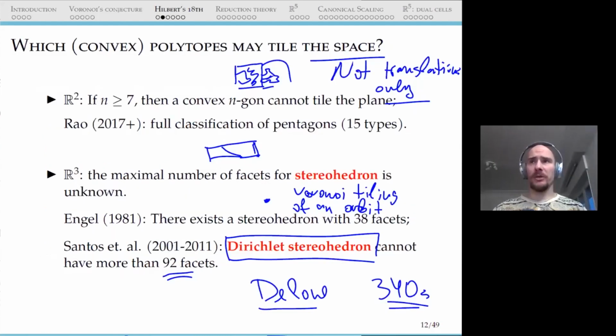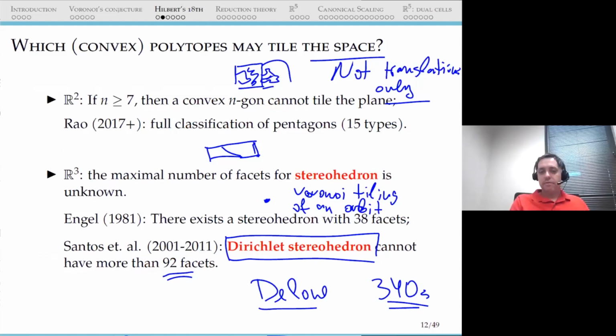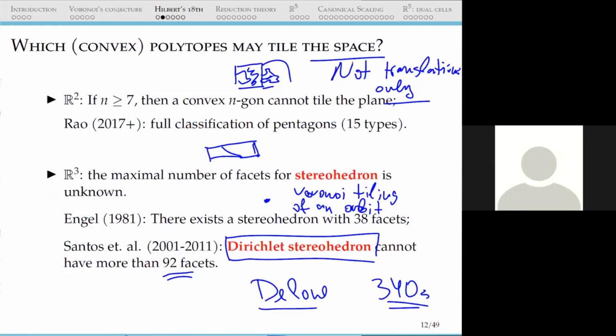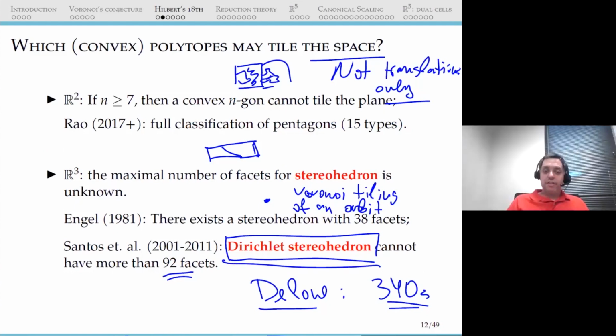Convex polytope, yes. Stereohedron means literally a convex polytope that tiles the space. The word parallelohedron is not because it tiles the space with parallel translations, but because the opposite faces are parallel. That was the meaning of introducing the word parallelohedron, because there are parallel facets, not because we use parallel translations only. Okay. 340, what is this estimate? Estimate of what? That's the original bound that Delaunay had for the number of facets for a Dirichlet stereohedron, and that was improved by Santos.